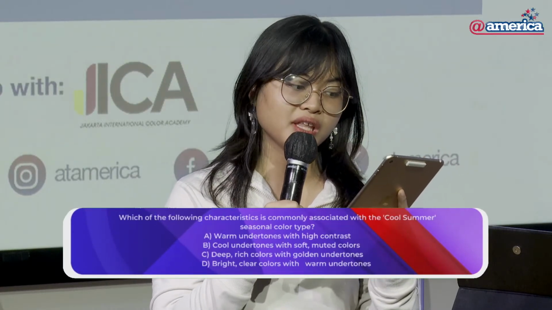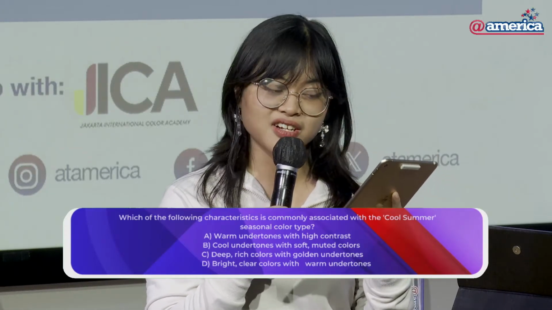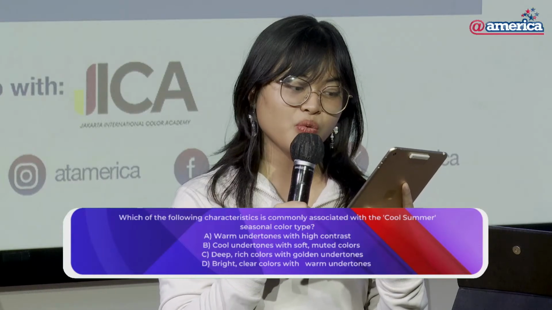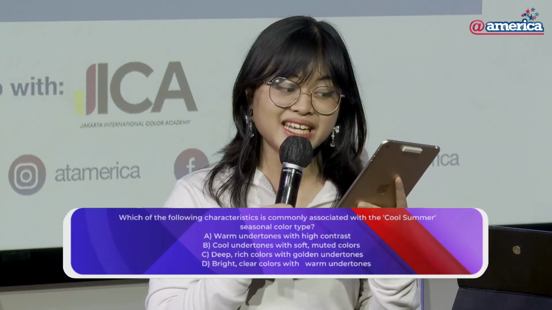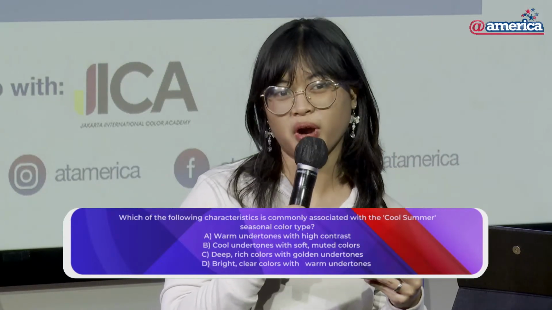So, after learning the basics of color analysis, today we are going to use what we learned last week in Ad America Academy Personal Color Analysis in Practice. But before we start our session for today, I have a little trivia question for you to answer. The question is, which of the following characteristics is commonly associated with the cool summer seasonal color type? Is it A, warm undertones with high contrast? Is it B, cool undertones with soft muted colors? C, deep rich colors with golden undertones? Or D, bright clear colors with warm undertones?